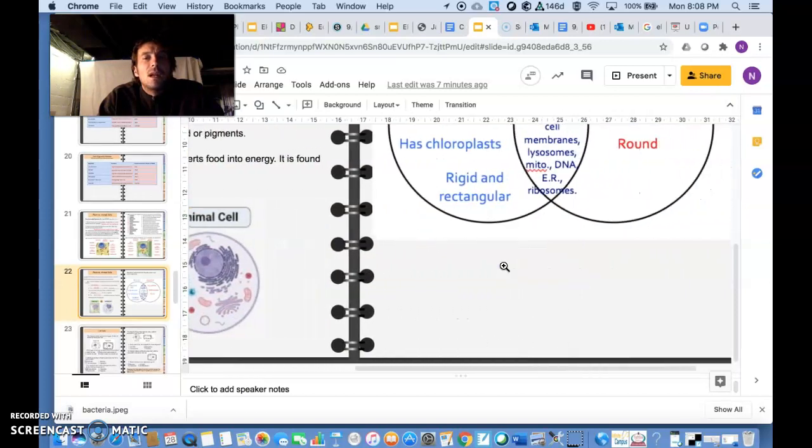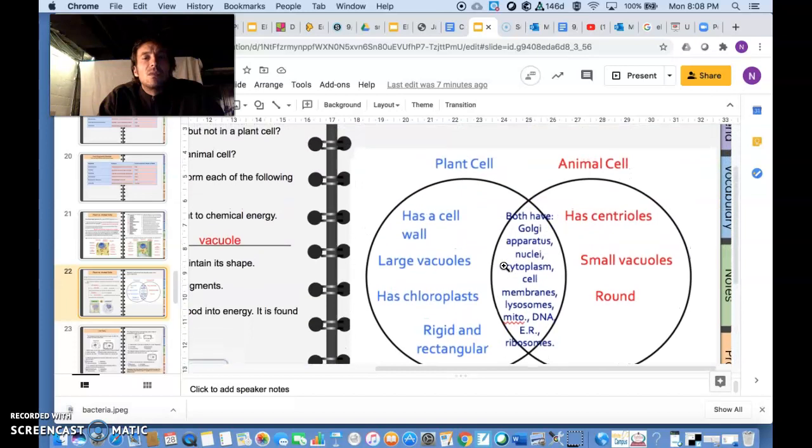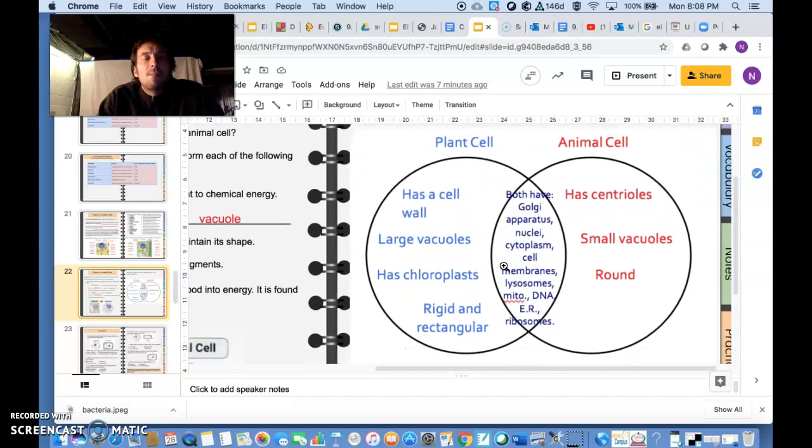Okay, here's a Venn diagram. You might have come up with similar things. You can see what a plant cell has on the left there, an animal cell on the right, and then all the stuff in the middle, of course, is what they share. And you can see the list in the middle is bigger, right? By and large, these are both eukaryotic cells. They both have a lot of the same stuff.